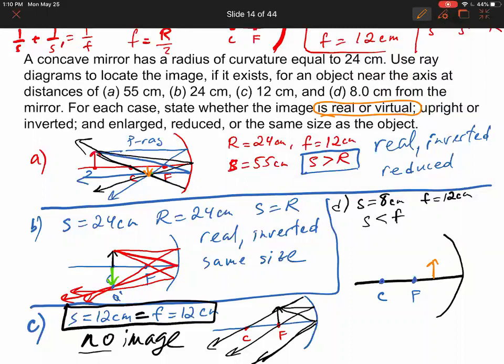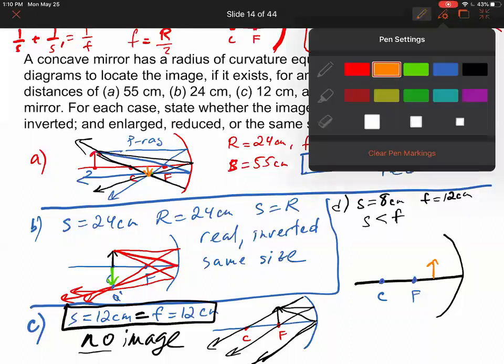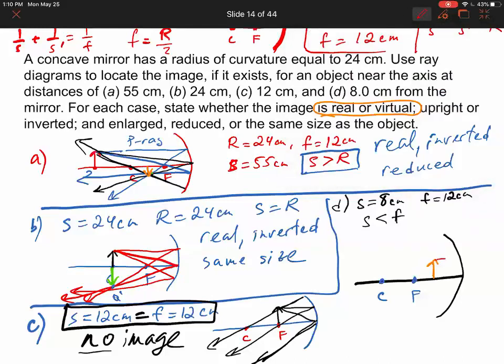So what can we use? Well, I can use the P ray, parallel, then through the focal point. I can use the V ray, which hits the vertex, then reflects back. I can use the C ray, which goes like this, then goes through C like this. And what do we see? Is it the same as part C?